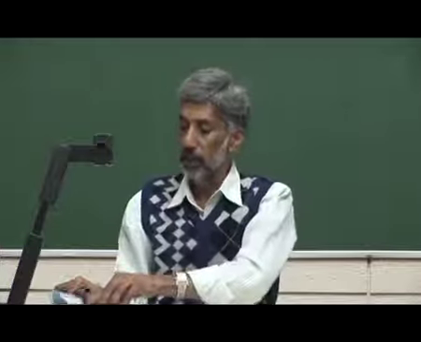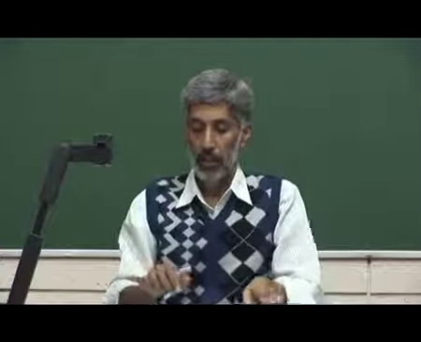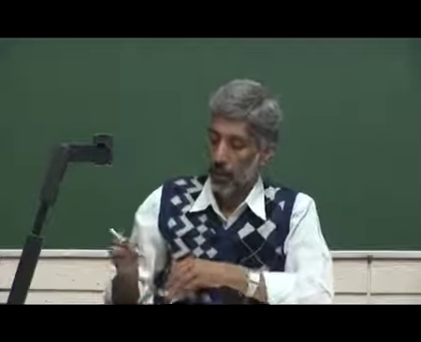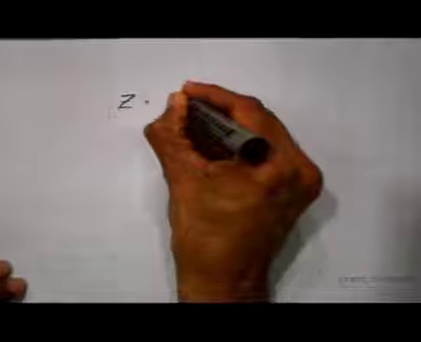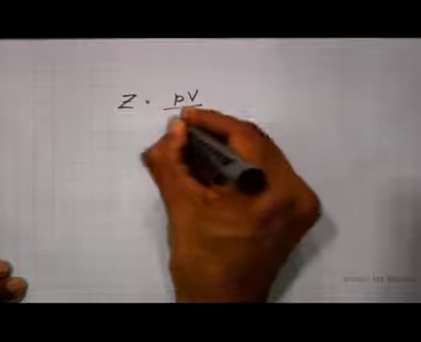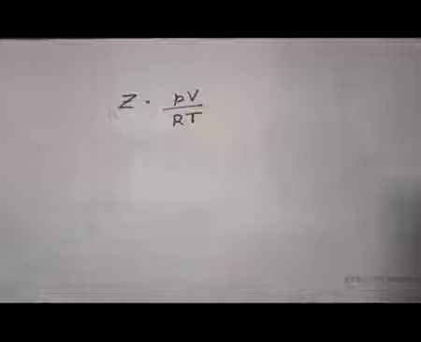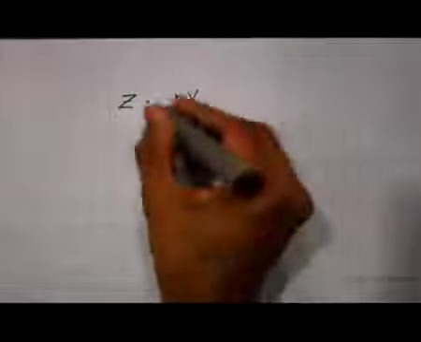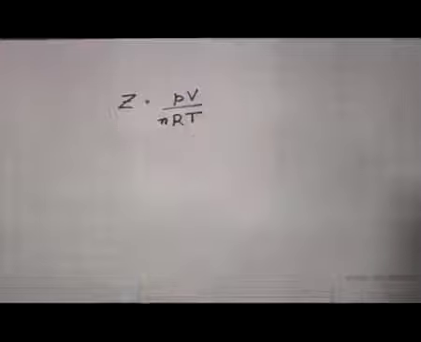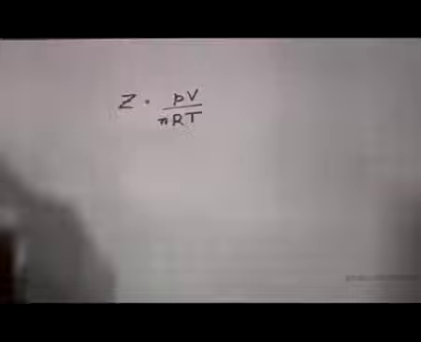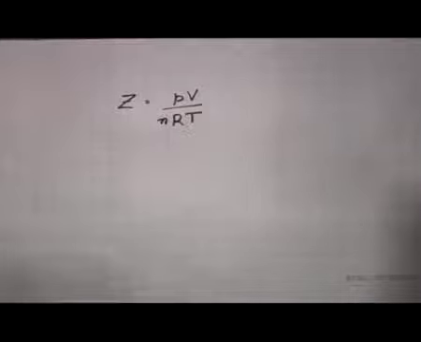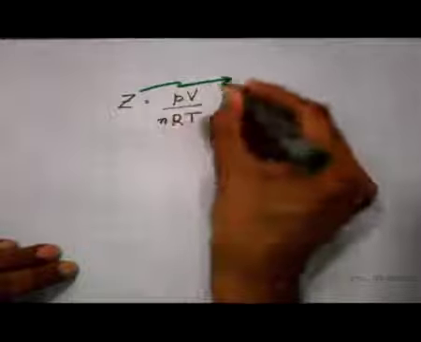The other thing that we discussed in the last class was to look at the compressibility factor, which is defined as PV over RT. Let us look at it for 1 mole. If you want for more than 1 mole, you write Z is equal to PV over nRT. So, this is called the compressibility factor.